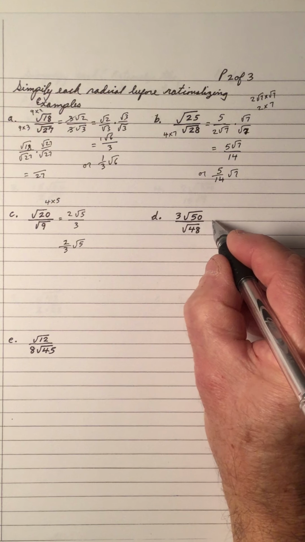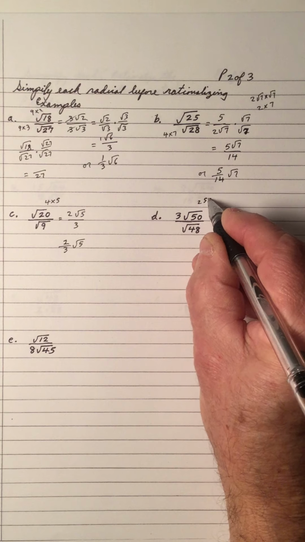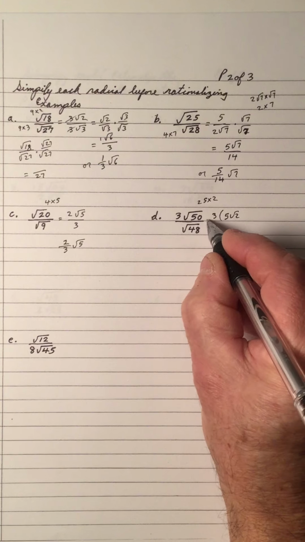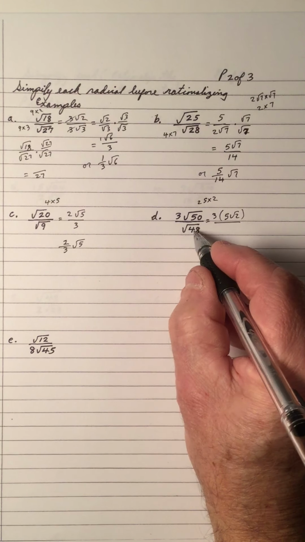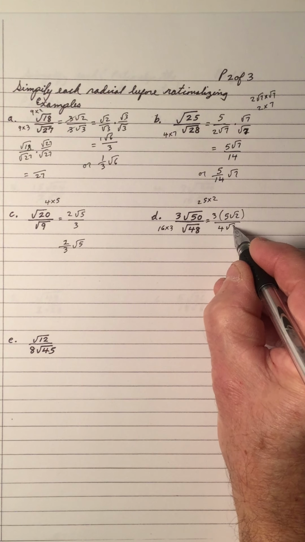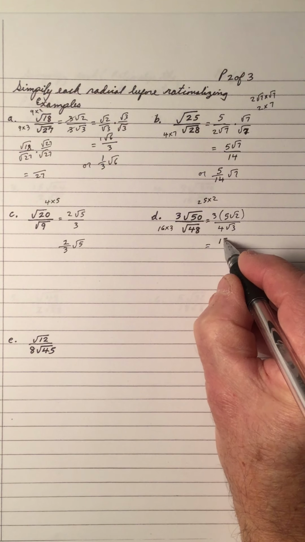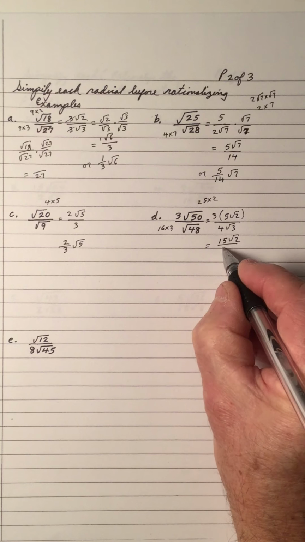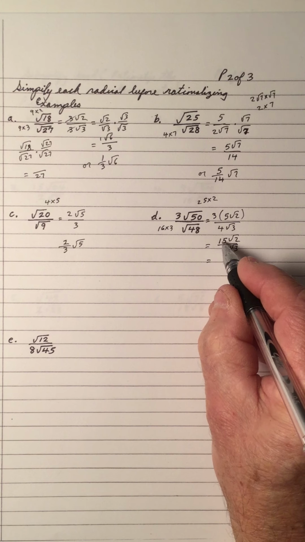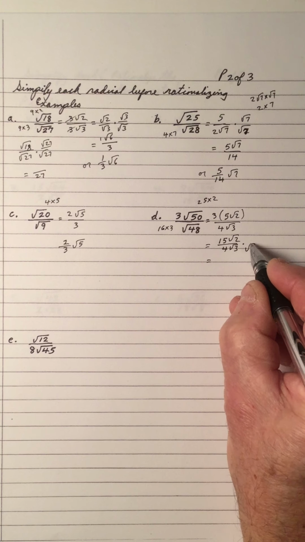And D, we have to simplify root 50. So root 50 is 25 times 2. So that's 3 times 5 root 2. And root 48 is 16 times 3. So that's a 4 root 3. And notice we get 3 5s are 15 root 2 over 4 root 3. So notice you can't reduce 15 and 4. So you have to multiply by the conjugate, which is root 3.